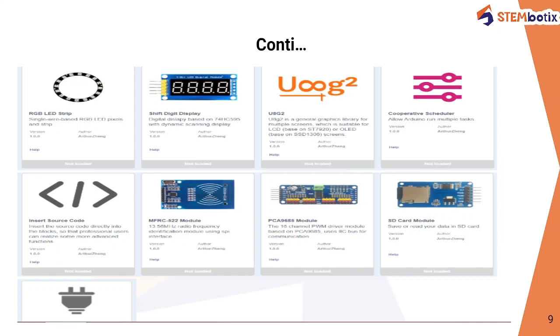Next one is the SD card module. Everyone is familiar with this module, where we need a peripheral device like an SD card, which in simple words is a memory card. Where we need this module, we can add this extension and use it accordingly.